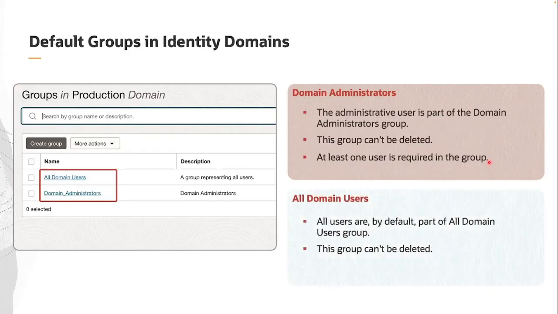Next, we have the All Domain Users group. This group is automatically assigned when a new user is created and it does not appear in the groups tab. All newly created users are by default part of this group. So if you assign this group to any of your applications, all users in this group can access those applications. So make a note of it. Since this group is created by IAM and not by the administrator, you cannot delete it. Beyond these default groups, you can create additional groups as required.